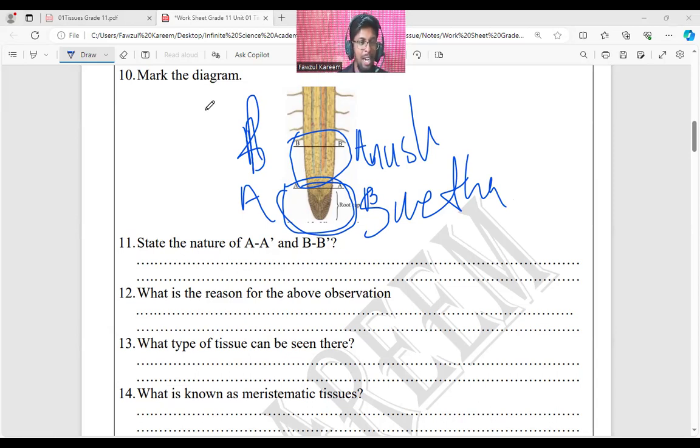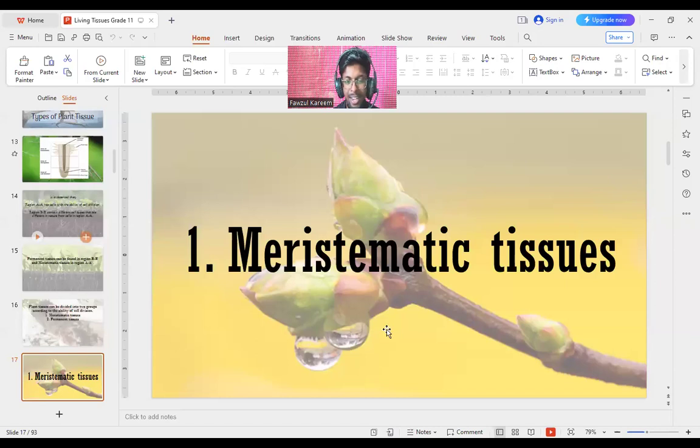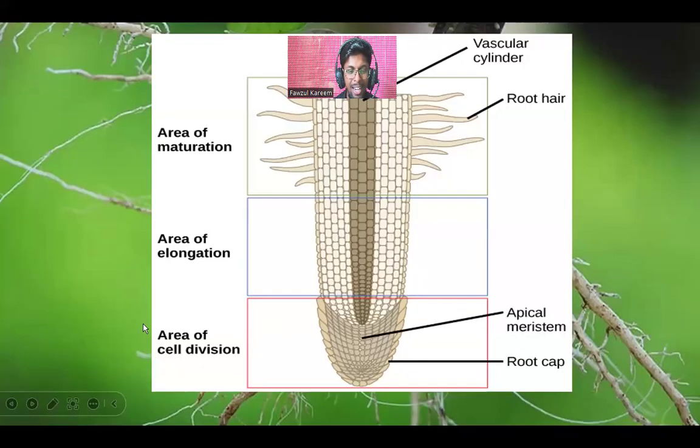B area is permanent tissue. Okay. Then what about Sweta? What is this area? Whether it is permanent or meristematic? Yes, meristematic. Why are you thinking? What's the reason? Here. Yeah, this is the area.